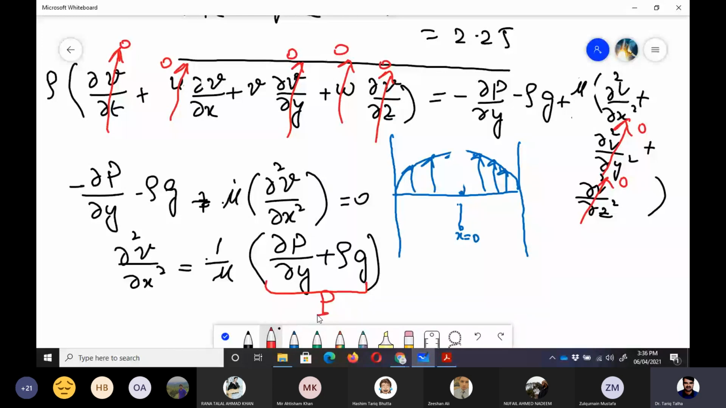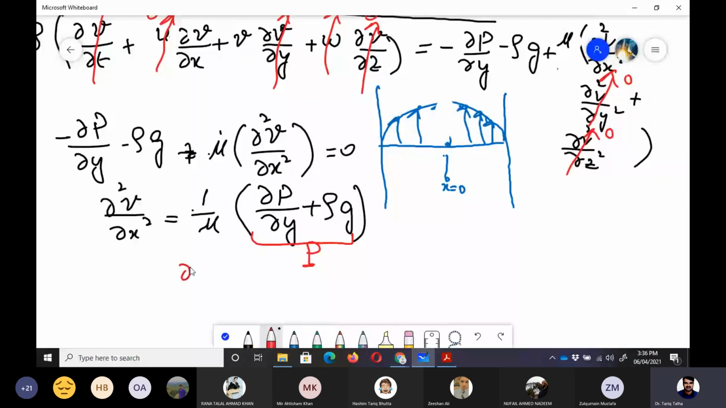Because these are constant values, for simplicity of writing I take it equal to capital P with a small line here. That represents this constant value, because the pressure gradient is also a constant, and rho is constant because it is an incompressible fluid. So we can write d square v upon dx square, because v is only dependent upon x, equal to P upon mu.